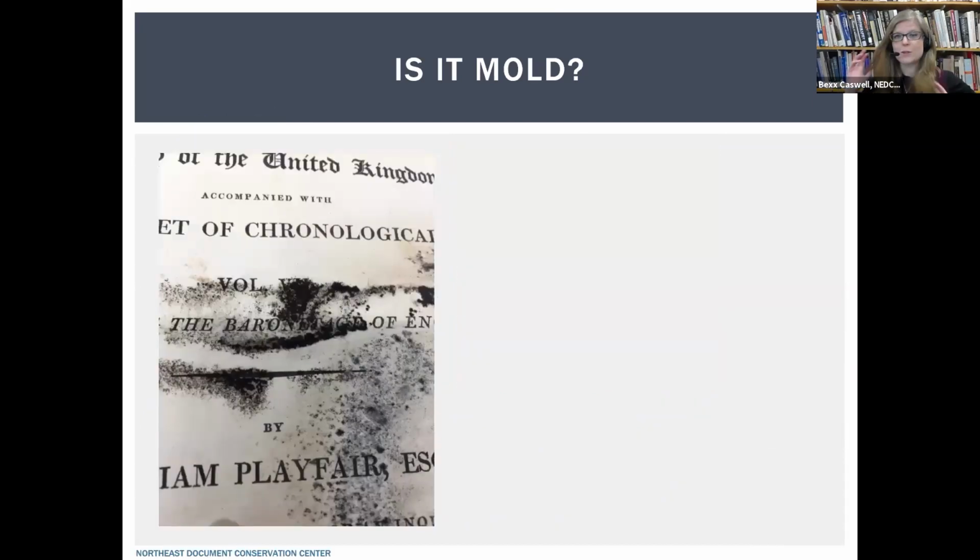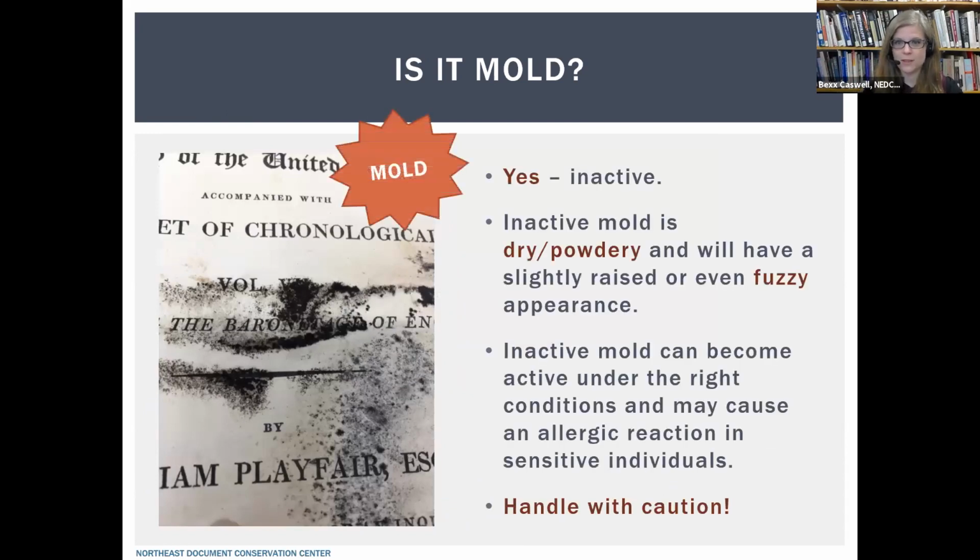All right, so what about this one? Oh. All right, so this one's definitely mold, but it's inactive mold. So inactive mold is if you could reach through the computer and touch this, you would be able to feel that this is dry and powdery, but it does have like this raised fuzzy appearance. And just remember that inactive mold can become active again under the right conditions, and that it can also cause allergic symptoms in quite a large amount of the population. So it's something that I would want to handle with care, and I'd want to proceed with cleaning this, which, don't worry, we'll get to that.